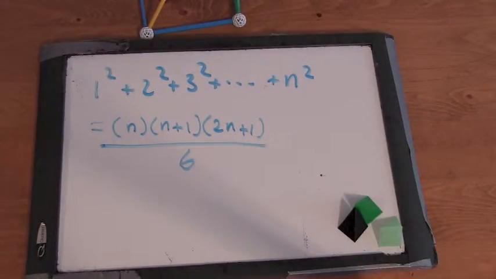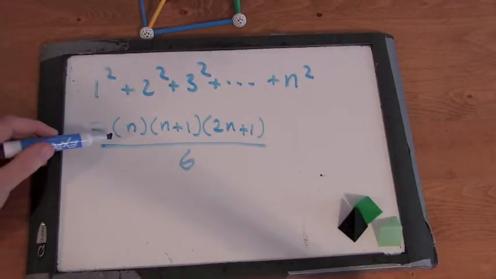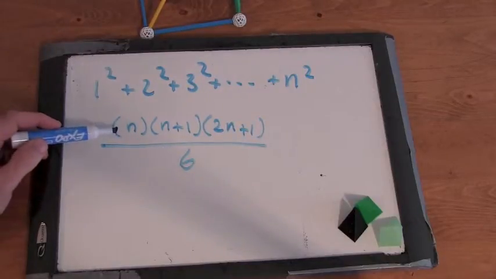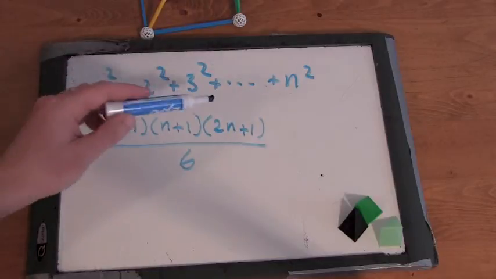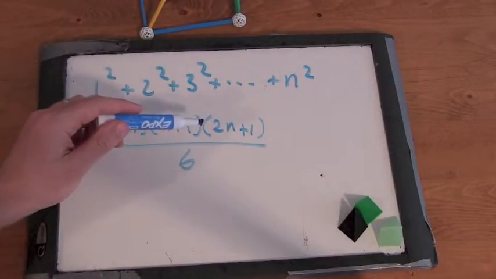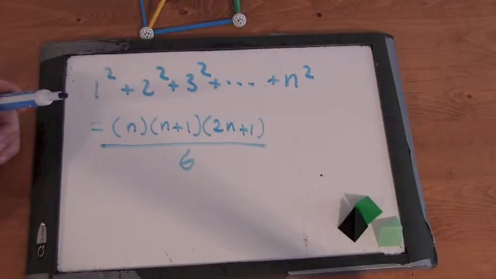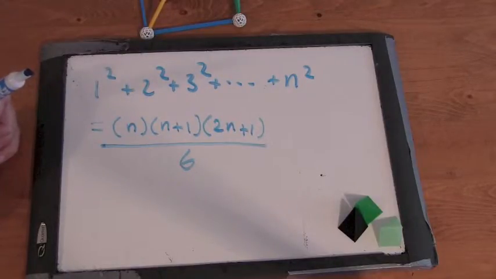What's another value of n for which you know the sum? How about 2? Well, for 2 it's 4 plus 1, which is 5. Let's see what we get when we plug in 2 for n here. 2 times 2 plus 1 is 3, and 2 times 2 plus 1 is 5.